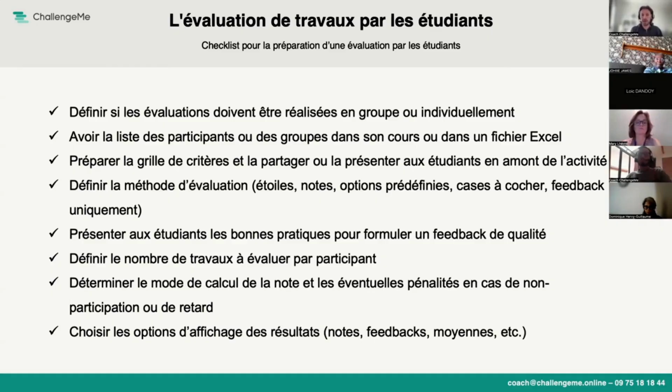There are predefined options. Here, they will select options based on a criterion that has been set. Check boxes, so basically yes, no options. But you can also set up a more specific evaluation method, which is feedback only. In this case, students won't give any grades at all for a particular criterion, for example. It will be more of an open-ended question, and they will be able to leave feedback specifically on that criterion.